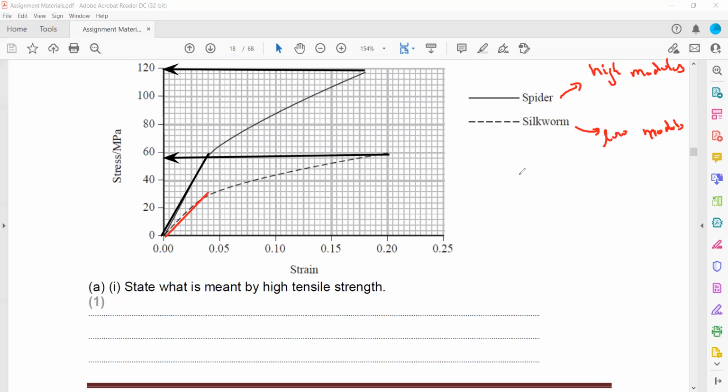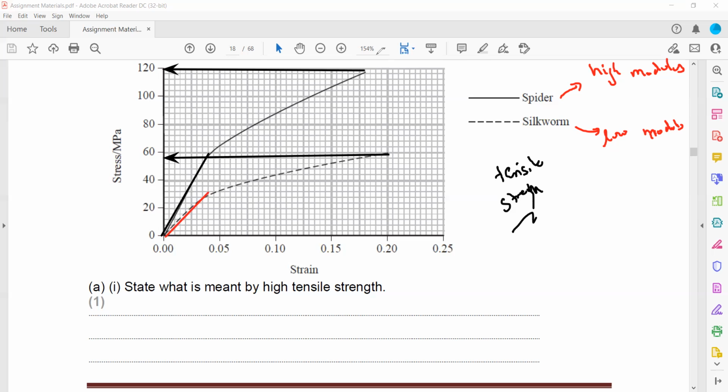So the second thing, when you compare the tensile strength: when an insect is trapped in a web, what will happen? The insect will also apply a force to come out of the web. So if the web is made by the silkworm, the insect can easily break or tear that web as compared to that of a spider. So the spider web has a greater tensile strength.